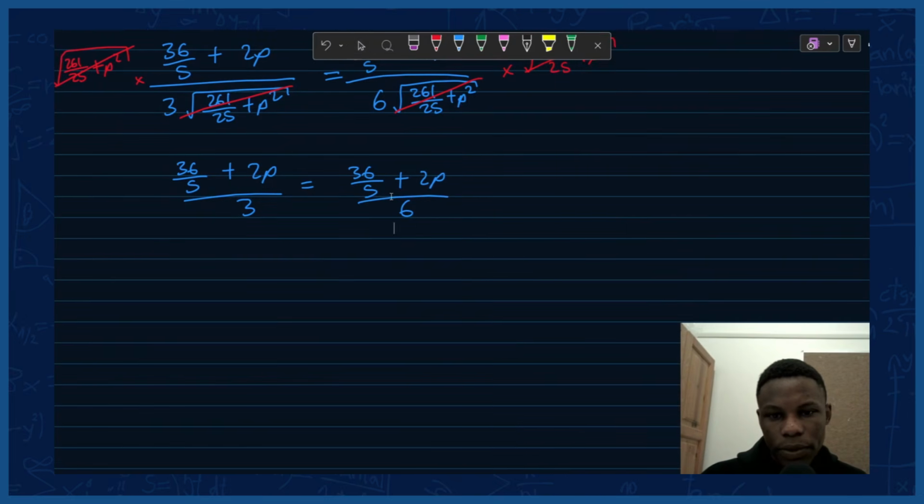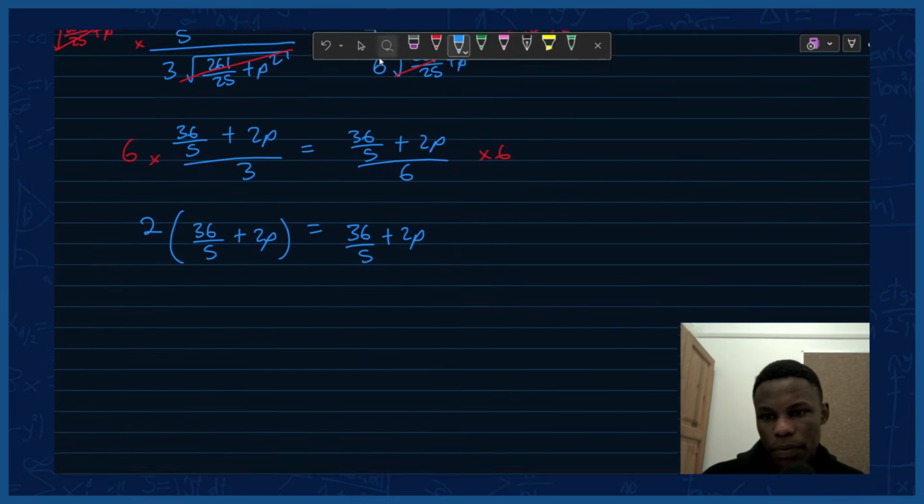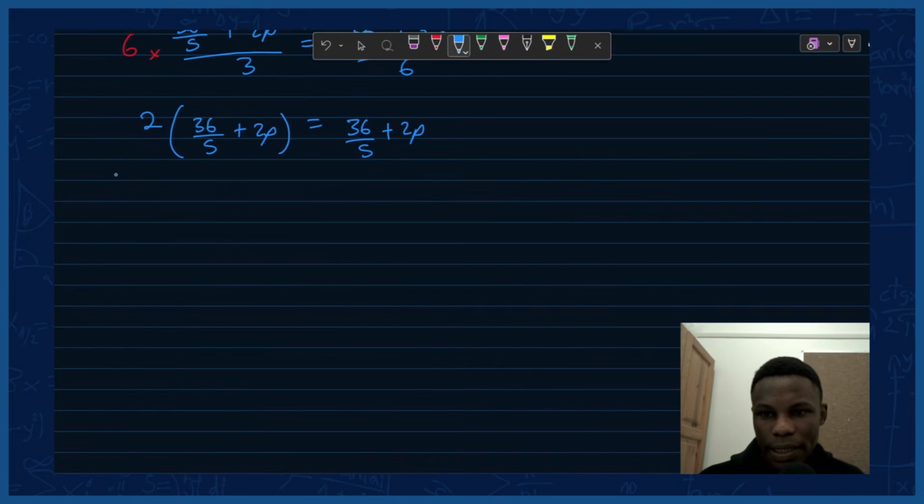To get rid of the 6 and the 3, we can multiply both sides by 6. On the left, I have 6 over 3, which is 2, so I now have 2 multiplying 36 over 5 plus 2p, which is equal to, on this side, the 6 cancels the 6, so it's just 36 over 5 plus 2p. Let's simplify. 2 times 36 is 72 over 5, plus 2 times 2p, that's 4p, is equal to 36 over 5 plus 2p.